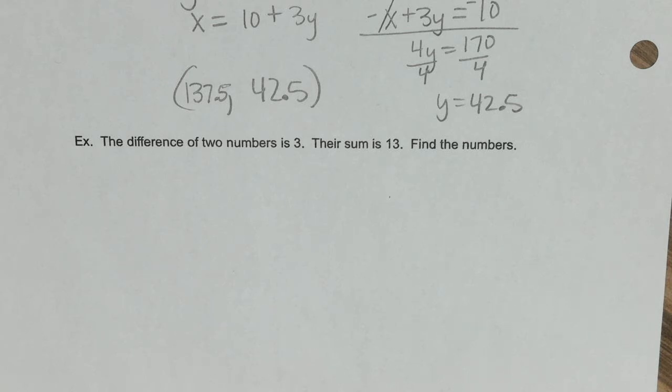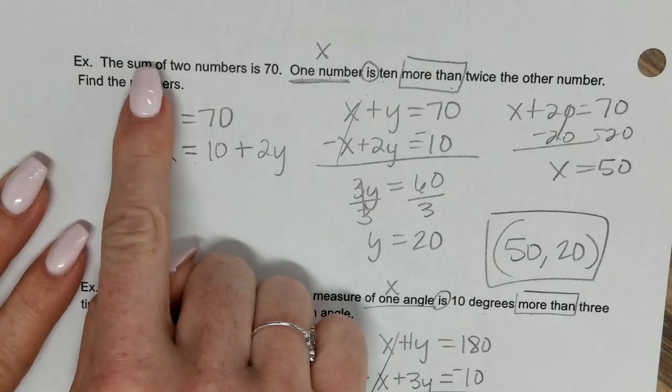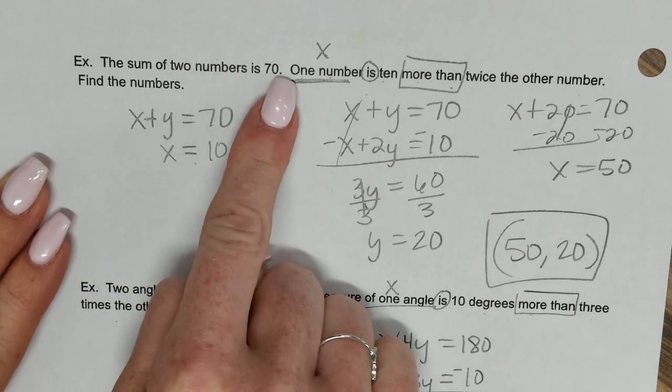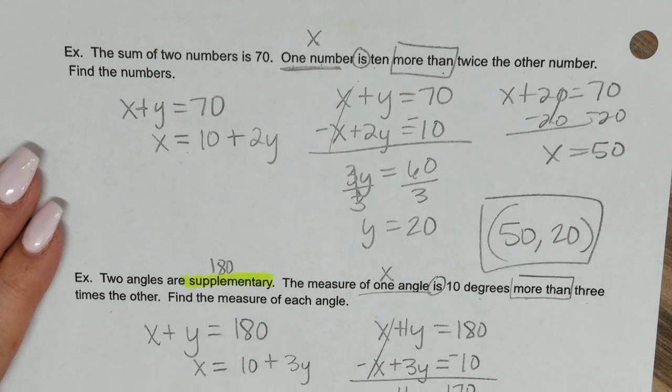Oh, so just a minute ago we did the sum of two numbers. Okay, go up here. We did the sum of two numbers is 70, and we wrote x plus y equals 70. So I do x minus y.